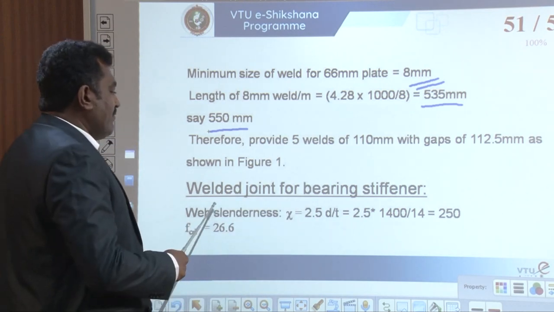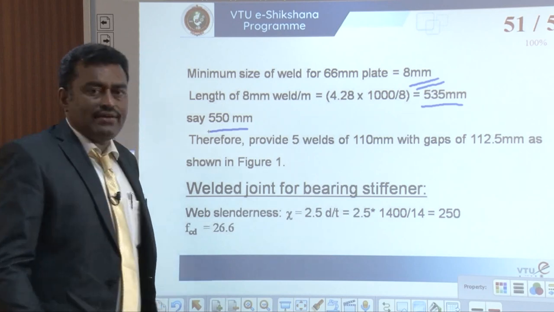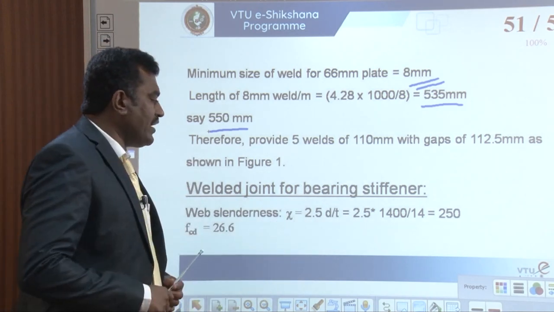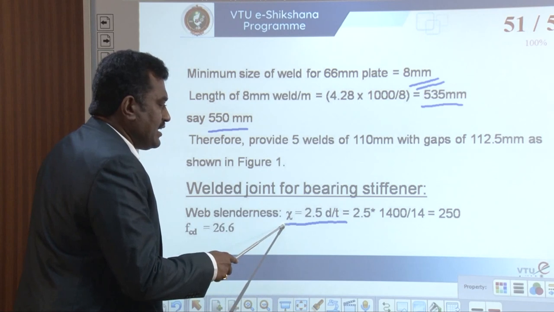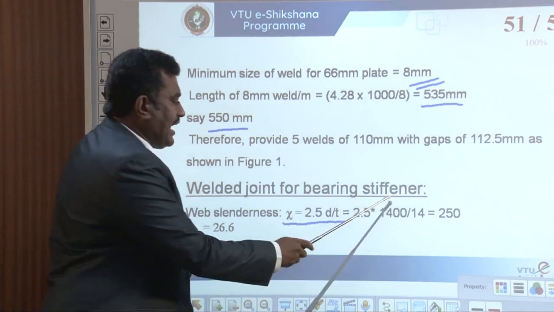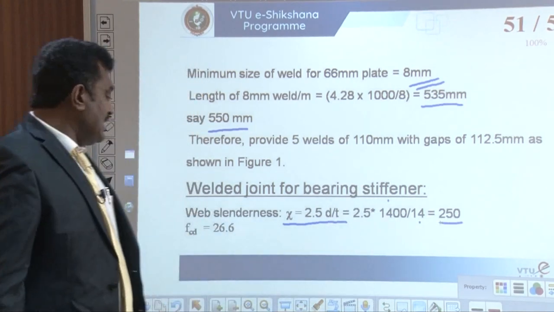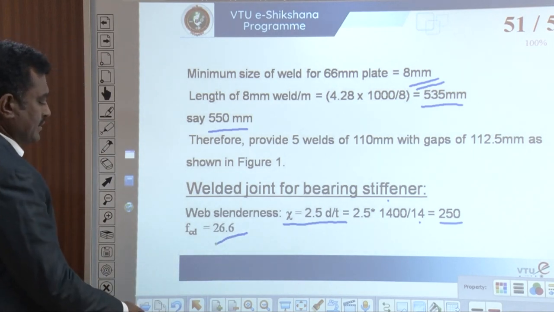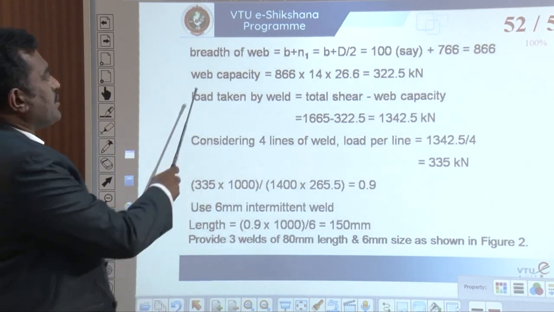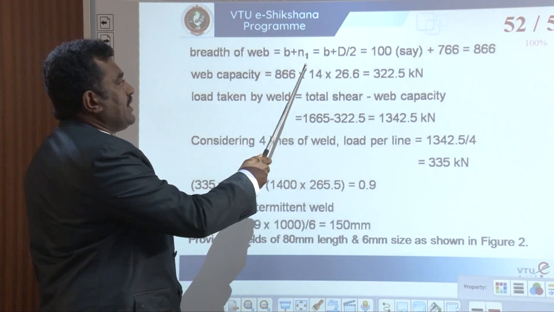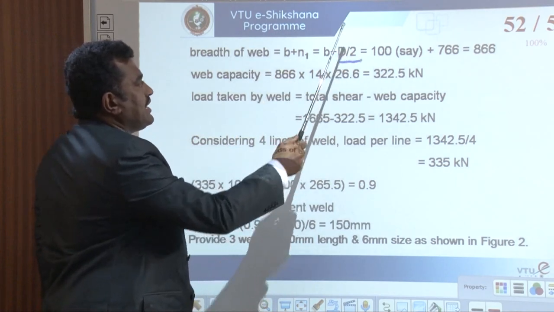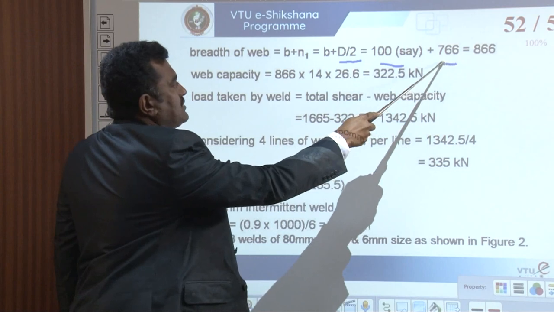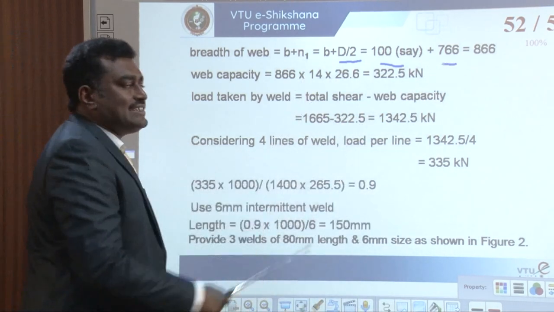In the next slide, the welded joint for bearing stiffener. The web slenderness, xi, is equal to 2.5 d by t. This is the relation we are using. Here we substituted d and t values, and we are getting 250. Then FCD is equal to 26.6. Then we check the breadth of web, that is B into N1. N1 is taken as D by 2. Say B is equal to 100, D by 2 gives 866.